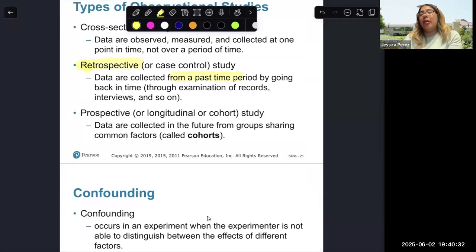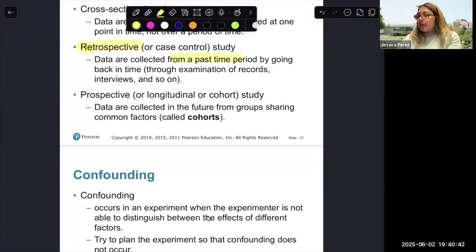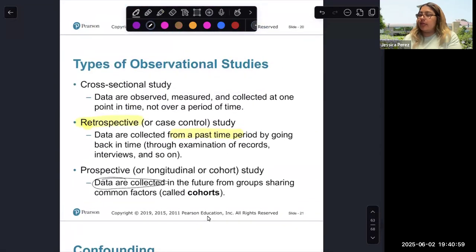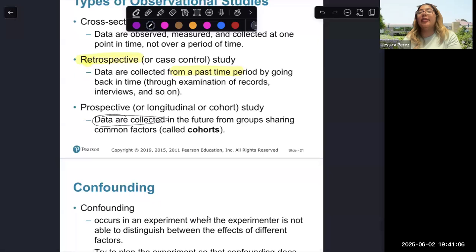There's a prospective, or longitudinal, study, where data is collected in the future from groups sharing common factors, called cohorts. We want to know what's going to happen if we collect data from now and from the future, in the sense of, based on what we see, this is what we're going to be predicting for the future. Those are the 3 types of observational study: the cross-sectional, the retrospective, meaning the past, and the prospective, or what's going to happen in the long run.